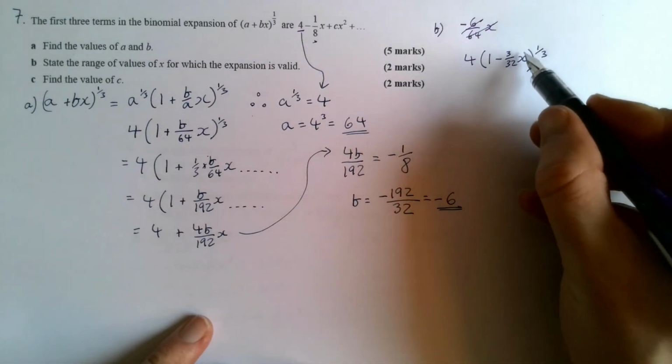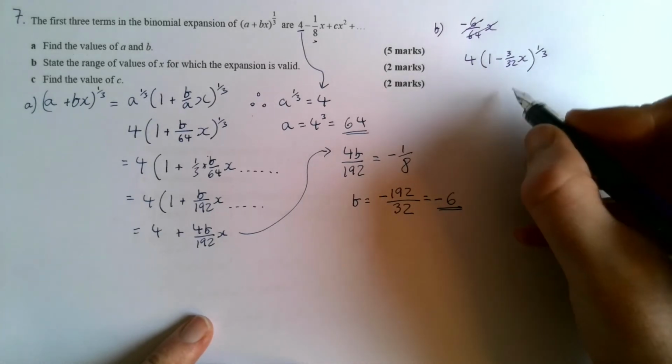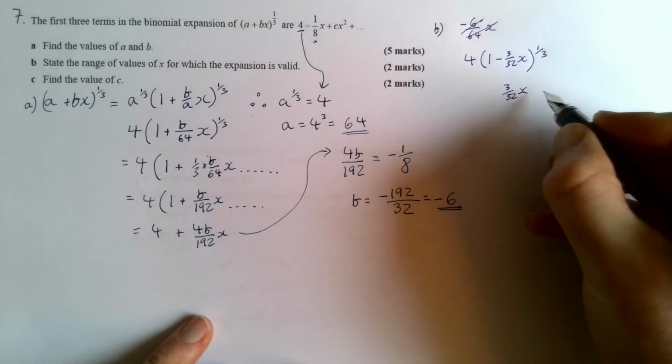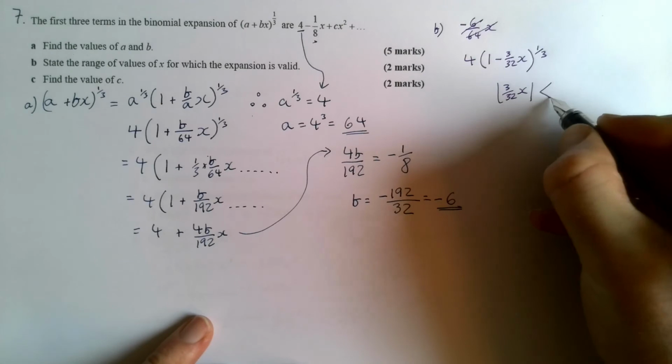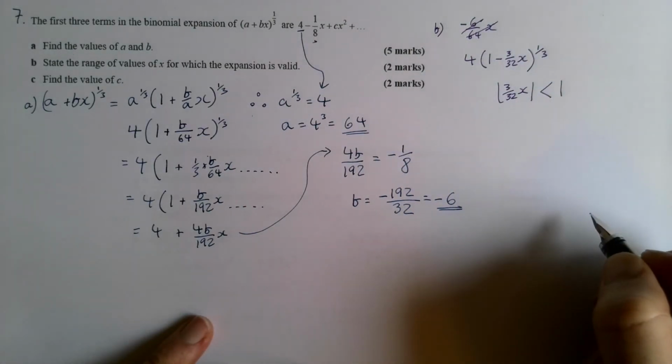So this has got to be, the magnitude of it's got to be less than 1. So the magnitude of 3 over 32 x is going to be less than 1. Now you're going to get 1 mark for saying that.